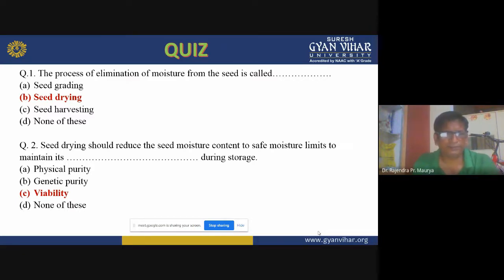Then the next question: seed drying should reduce the seed moisture content to safe moisture limits to maintain its what during storage? In this one also we have four options. Option A, physical purity. Option B, genetic purity. Option C, viability. And option D, none of these. The correct answer is option C, viability.